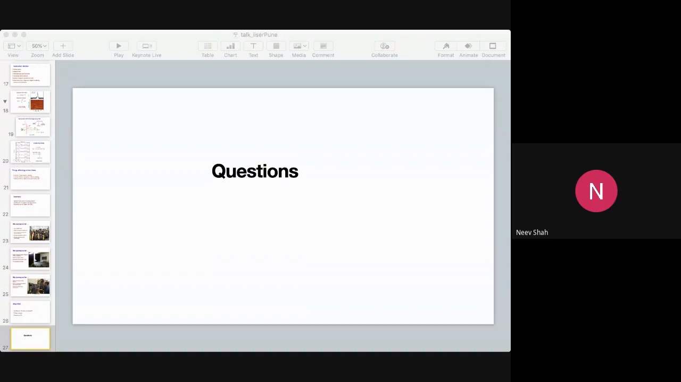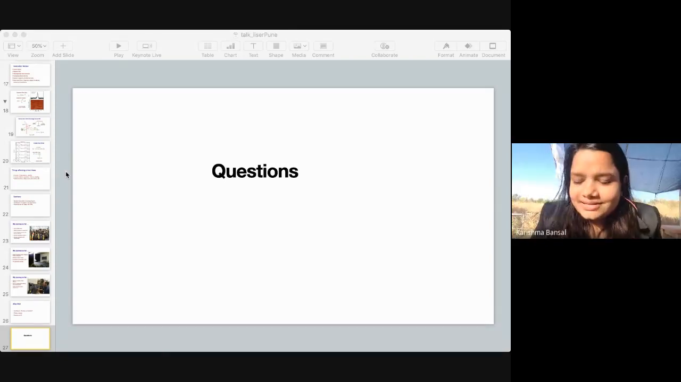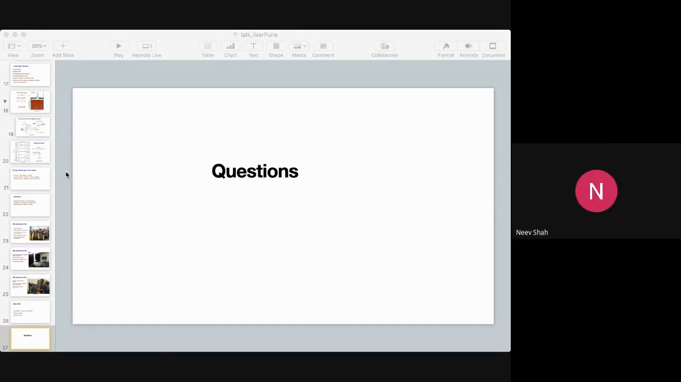I have a slightly out of context question. How do you measure the magnetic fields of the pulsars? I'm sorry, say it again, please. How do you measure the magnetic fields of the pulsars?